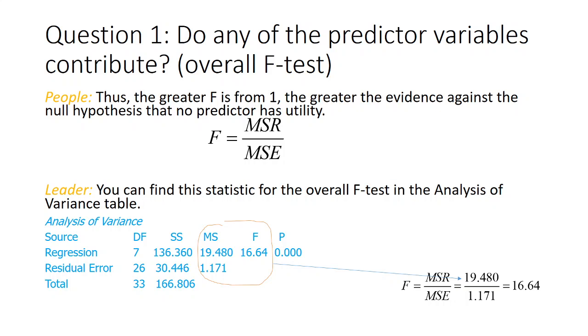If you take a look at the analysis of variance table, you get that the F is right here. This is the value you want to use. And it's the ratio of the mean squared regression over the mean square error, 19.48 over 1.78, and you get the 16.64. So that's very nice to have.